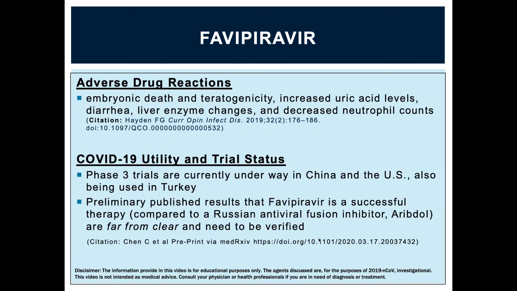One of the most notable adverse drug reactions reported for Favipiravir is embryonic death and teratogenicity. Favipiravir has also been reported to increase uric acid levels, cause diarrhea, liver enzyme changes, and decrease neutrophil counts. At the present time, Favipiravir is undergoing Phase 3 clinical trials currently underway in the United States and China. It's also being used in Turkey.